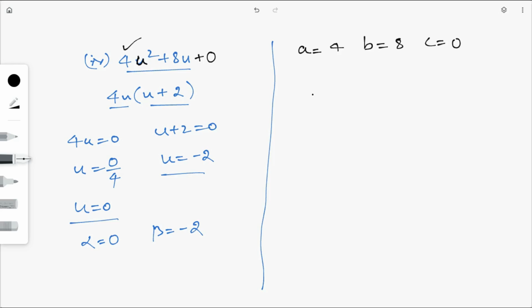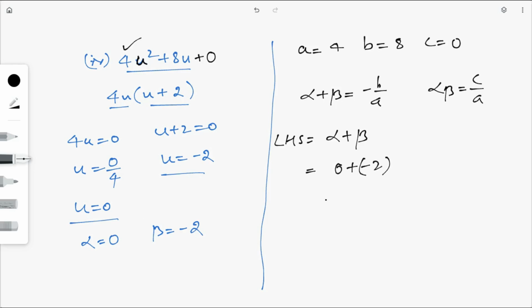Next, what is the relation? Alpha plus beta is equal to minus B by A, and alpha beta is equal to C by A. Take LHS, that is alpha plus beta. Okay, so what is our alpha? 0. What is our beta? Minus 2. So you will get minus 2 here.